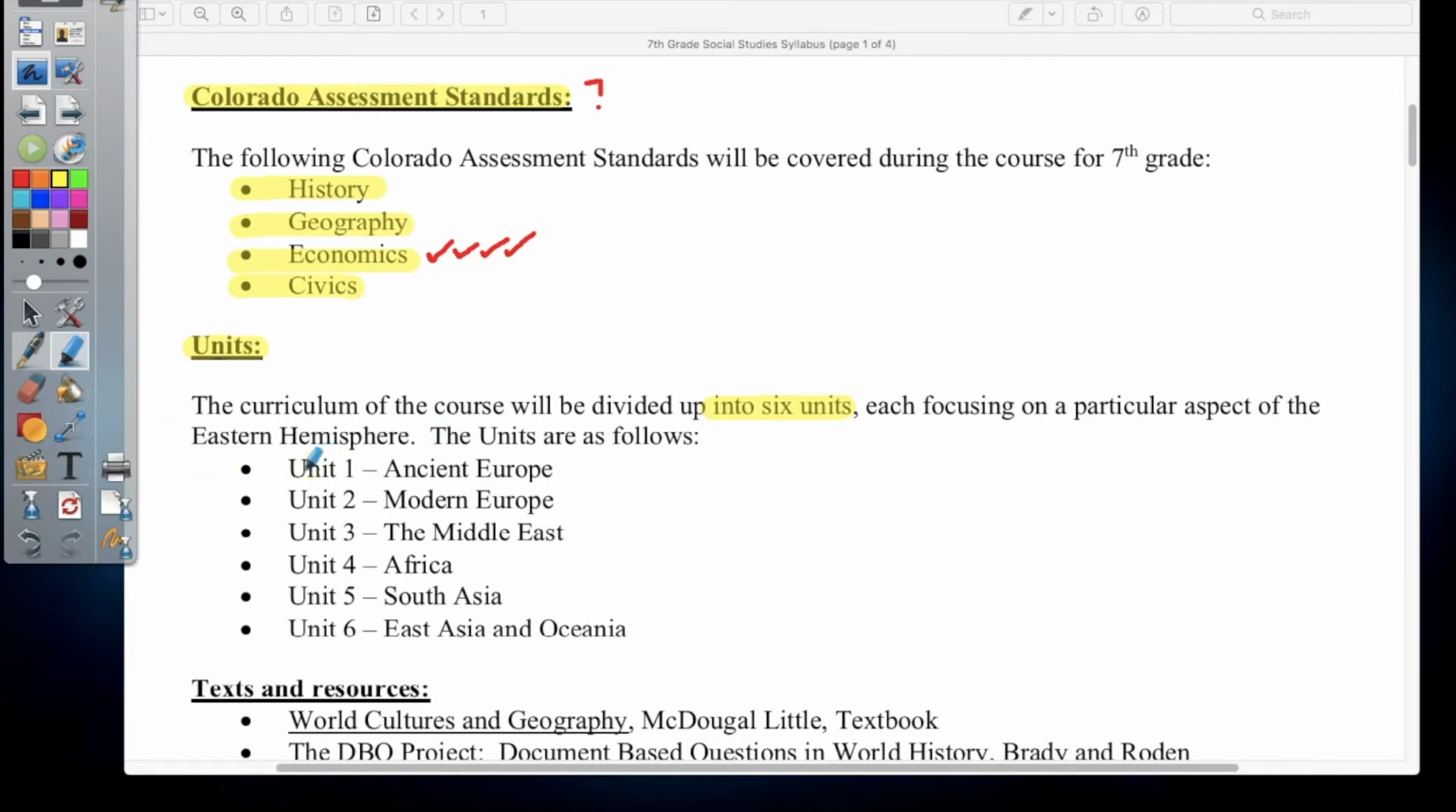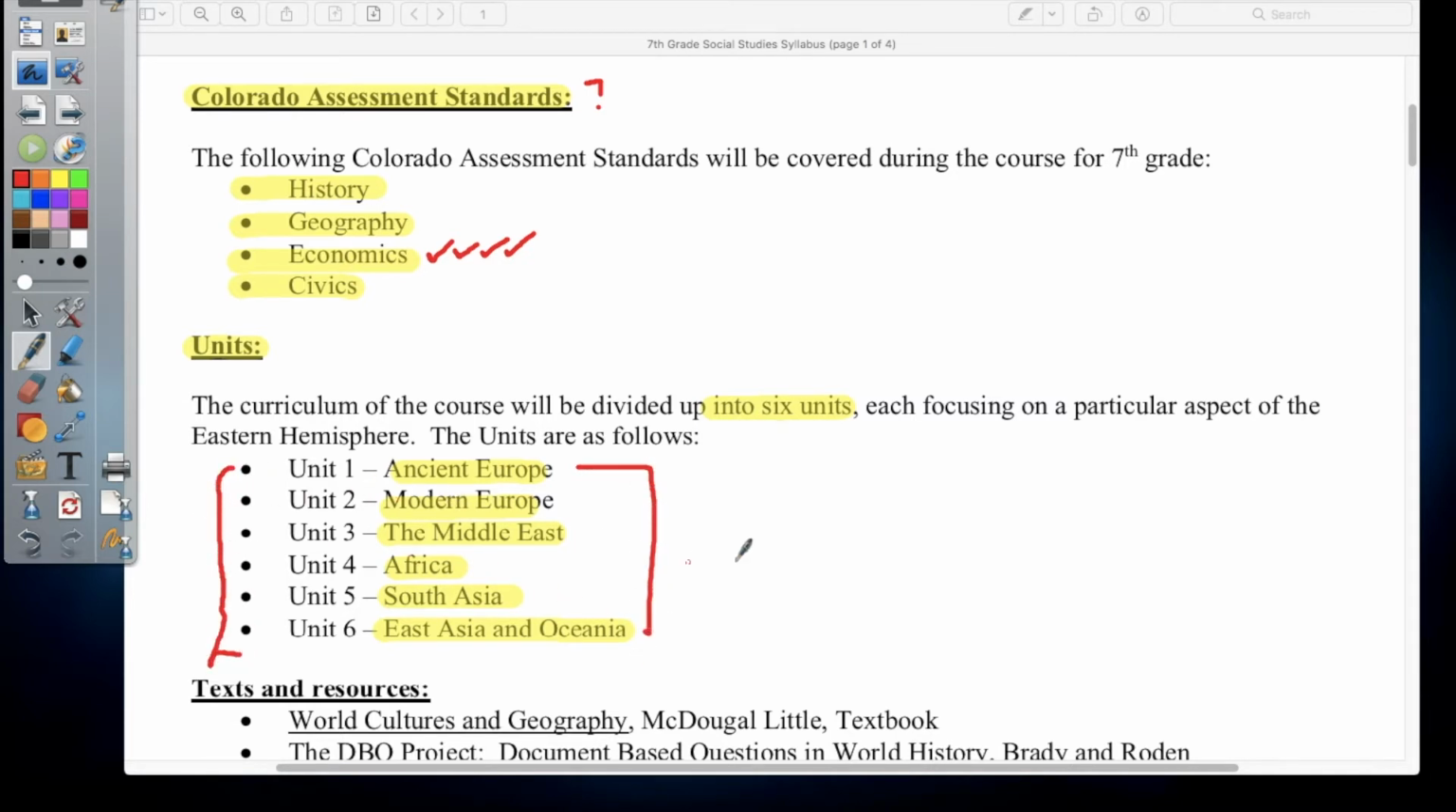Unit 1 will be Ancient Europe, Unit 2 will be Modern Europe, Unit 3 will be the Middle East, Unit 4 will focus on Africa, Unit 5 will be on South Asia, and then finally Unit 6 will be East Asia as well as Oceania, which also includes parts of Antarctica, Australia, as well as the Pacific Islands. So this is the content knowledge you will be covering over the year, okay? This is the material that we're covering.